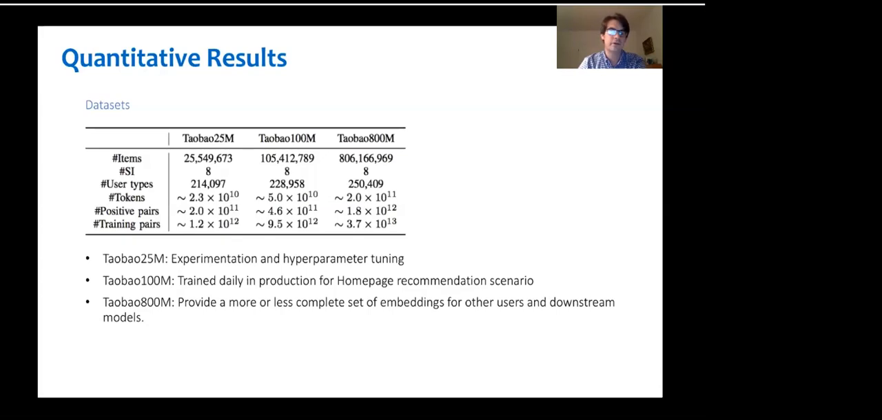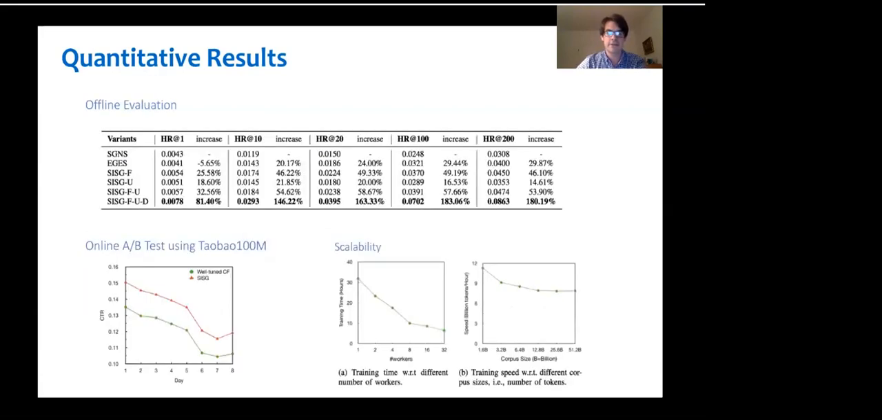But we also train regularly on the 800 million set, in order to provide a more or less complete set of embeddings for other users and downstream models. So those are some big numbers, and let's continue with what that actually yielded in practice. Here are the results in terms of the hit rates for a basic word2vec type skip-gram implementation, our previous model, the EGES model, and several variants of our framework, taking into account different site information for items and users.